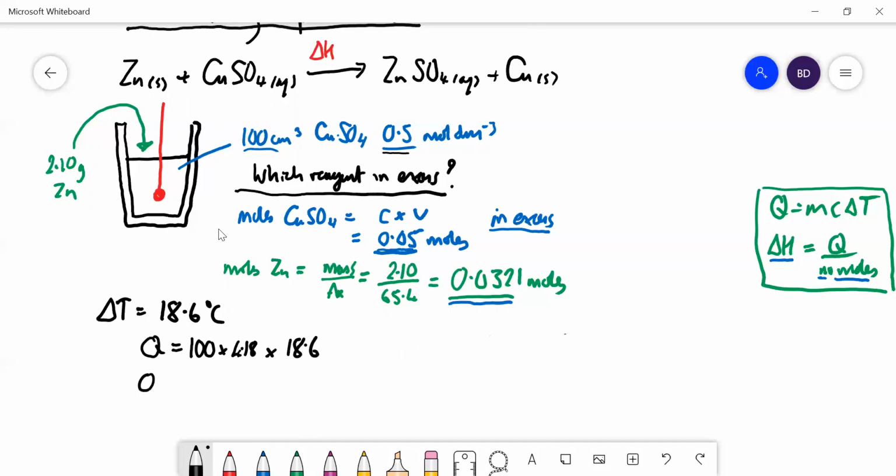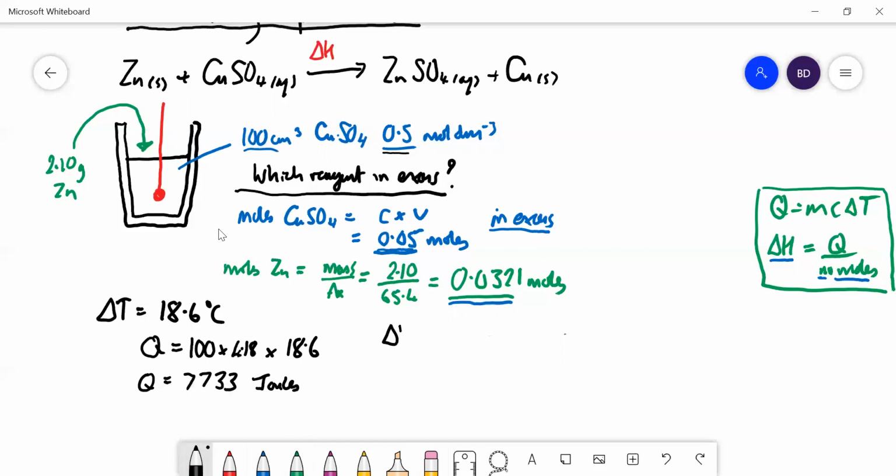So Q is equal to, where are we? It is equal to 7,773 joules. Now, it's not kilojoules, it's joules, because the specific heat capacity of water there is in joules per gram per degree C. So that's how many joules. Now we've got to work out delta H from that.